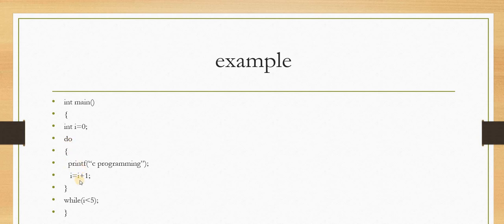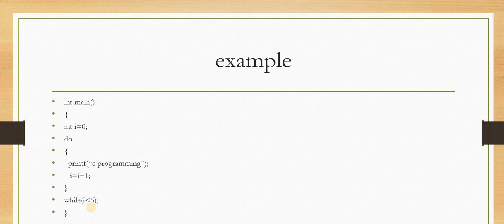Now it goes into the loop, prints the value. The i value is incremented to 1. Now it checks whether the condition is true. Yes, 1 is less than 5. It goes on doing the same activity, incrementing and checking the condition, as we have seen in the previous loops. So according to our example, the words C programming will be printed 5 times.